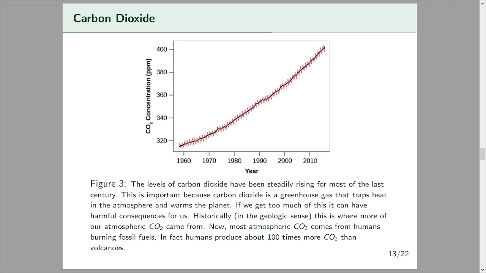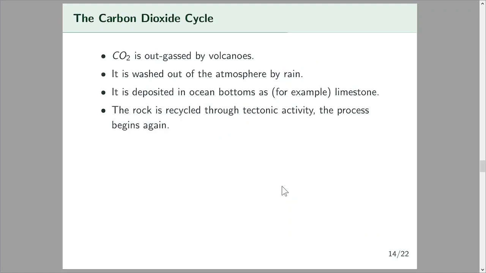So this is concerning. The steady rise in the amount of CO2 in the atmosphere is one of the things people are worried about. So it turns out there's a carbon dioxide cycle. Carbon dioxide is outgassed by volcanoes. This is not counting what's going on with humans. So if you look at what's going on the planet before humans came along, carbon dioxide is outgassed by volcanoes, and then it's washed out of the atmosphere by rain.